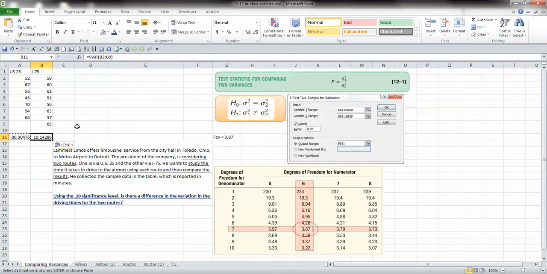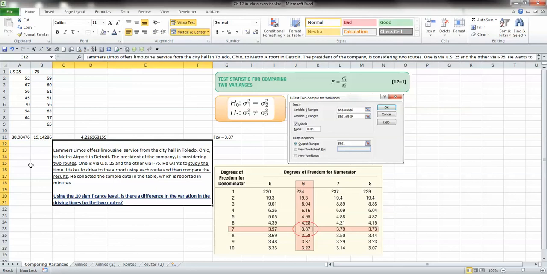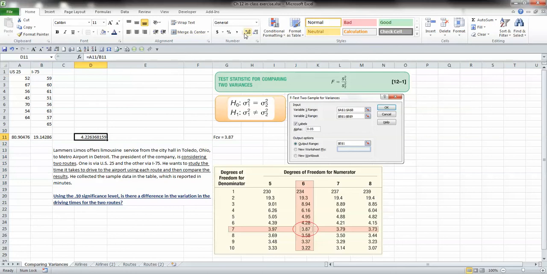Now, to calculate our F test statistic, we just calculate the larger number divided by the smaller one in the denominator, and we get a value of 4.23. If we were to reduce this down a little bit. Whoop, wrong way.